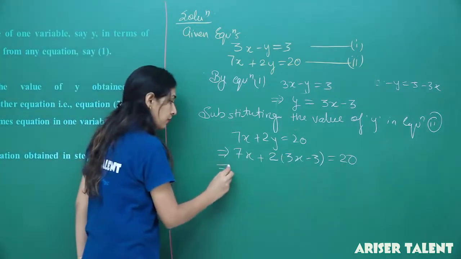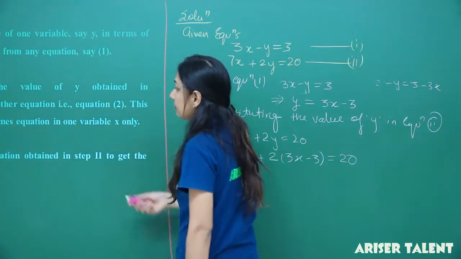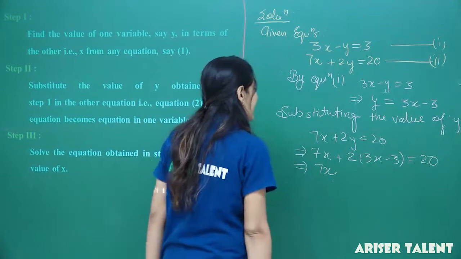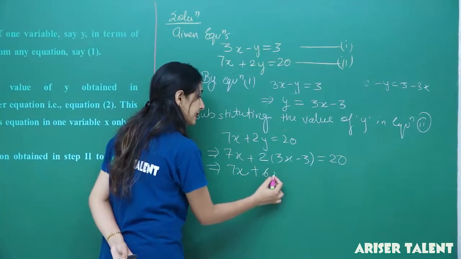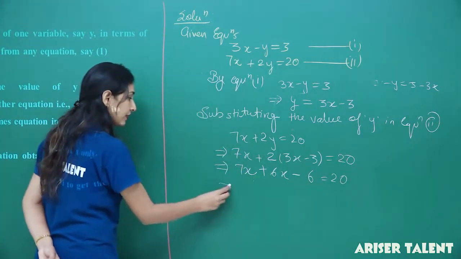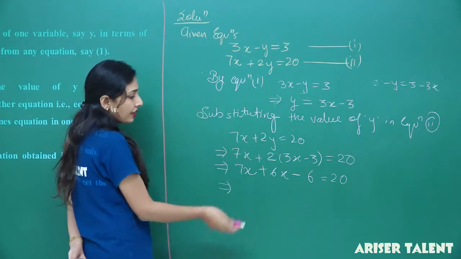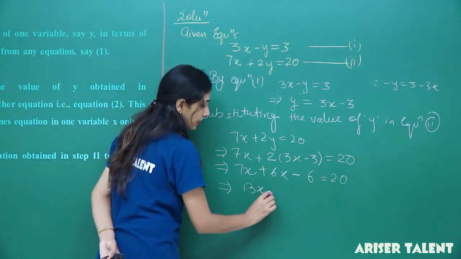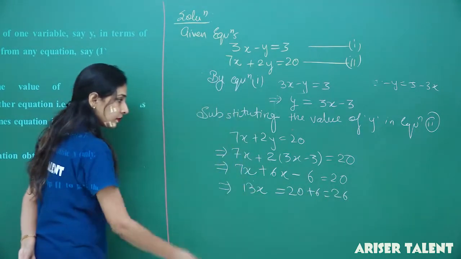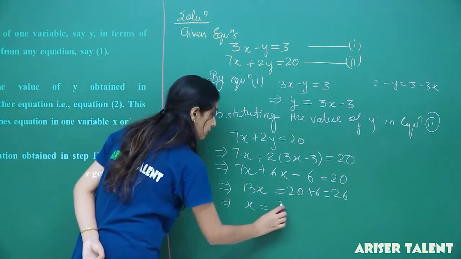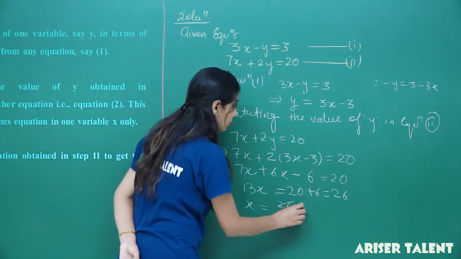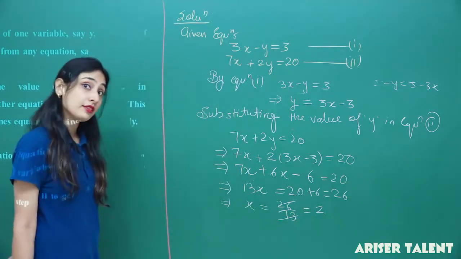Now solve this, right? Solve the equation obtained in step 2 to get the value of x. So just simply solve this equation to get the value. Plus 6x minus 6 equals 20. This will give you what? 7 and 6, 13x equals 20 plus 6 equals 26. Now x equals 26 by 13. Can I cut this by 2? So the value of x is here.